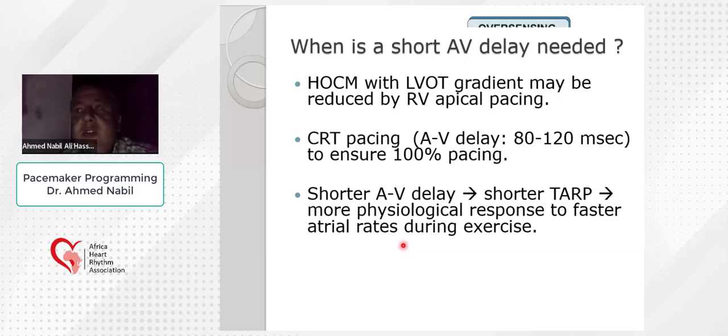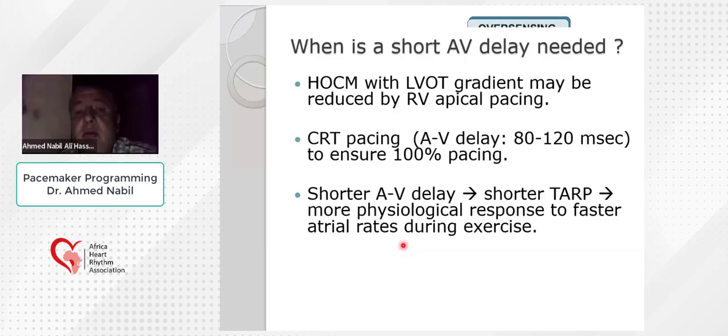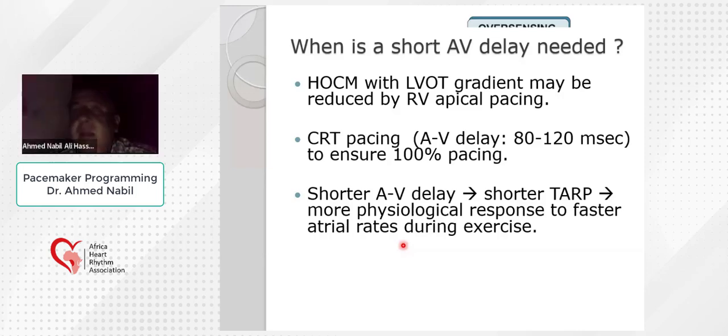Of course, in patients with CRT implantation, I tend to decrease the AV delay even up to 80 milliseconds to ensure 100% pacing. In CRT, I want to pace all the time. I want bi-V pacing all the time. I target 100% pacing, so I should give the pacing spike of the pacemaker before the intrinsic conduction. So I shorten the AV delay to be sure that the pacemaker takes over the lead in the ventricle.